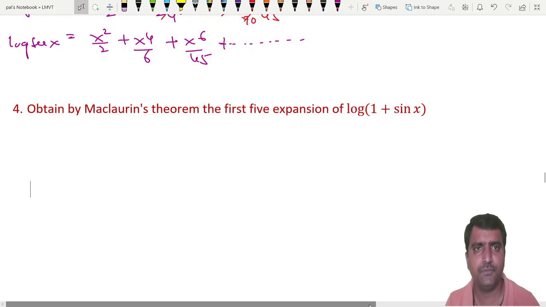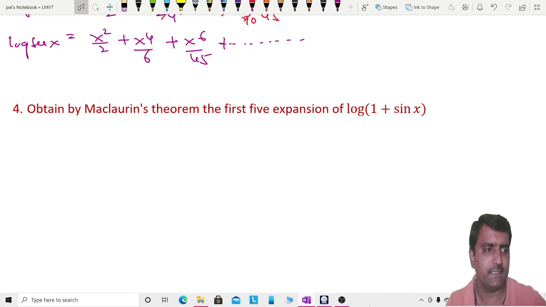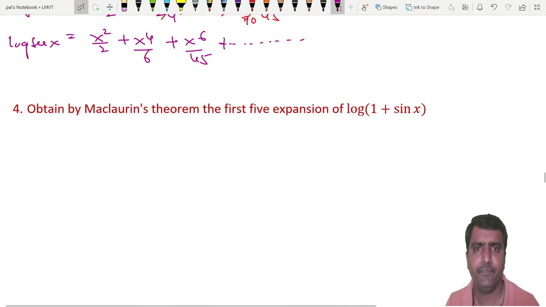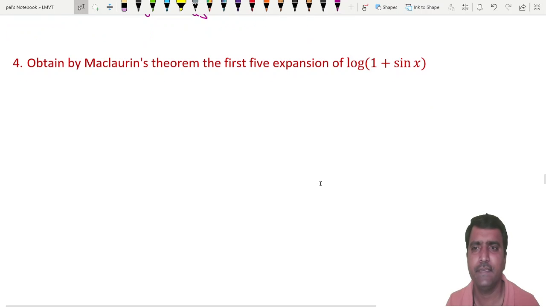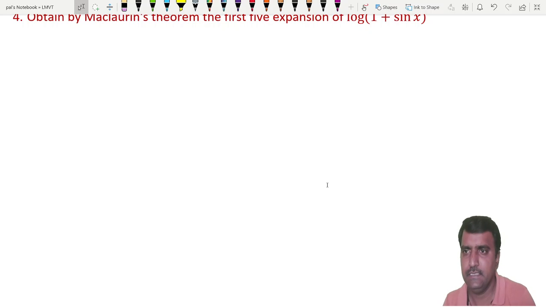We already know how to expand log of x, log of 1 plus x, but this is log of 1 plus sin x. The function is log of 1 plus sin x. So first take this function as y. I am very comfortable with y instead of f of x, that's why I am using y. So take y is equal to log of 1 plus sin x.